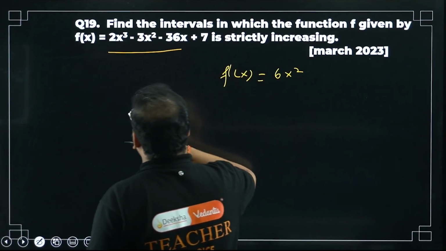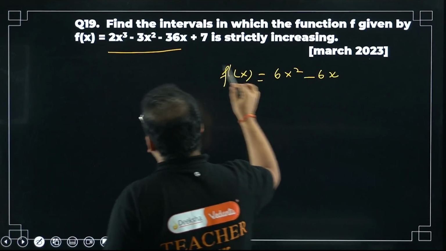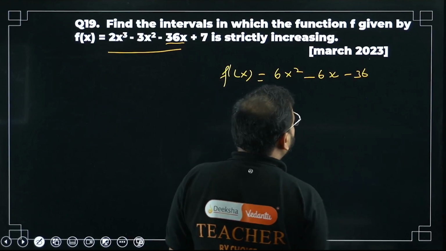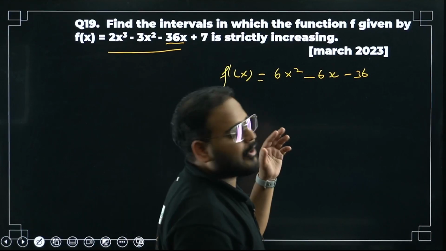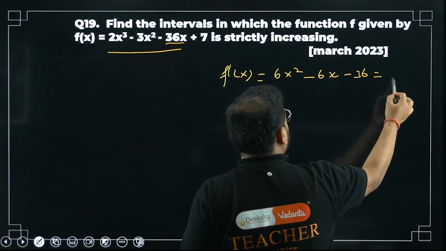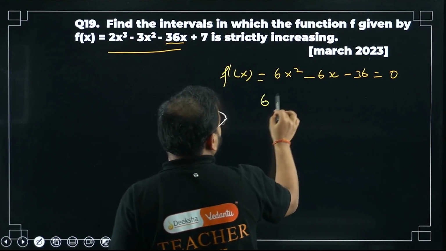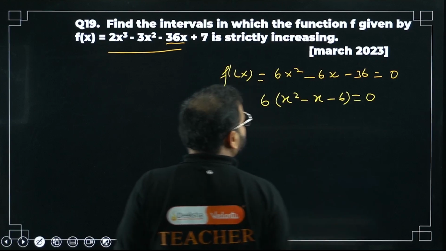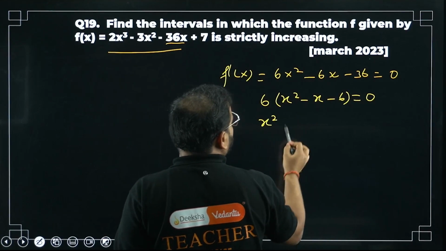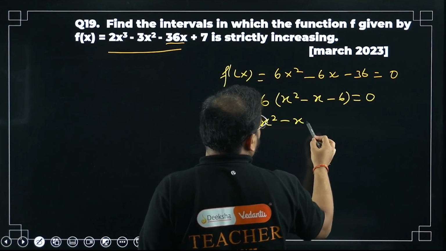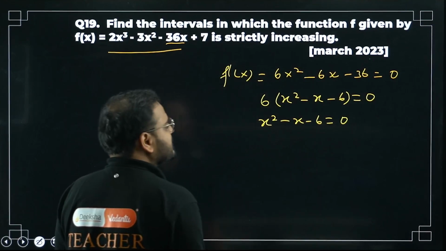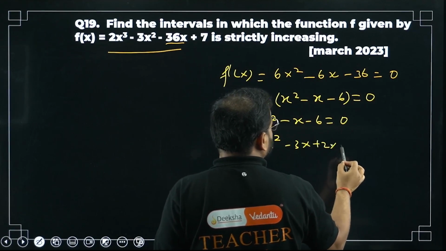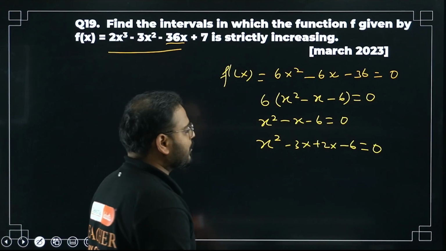6x square minus 6x minus 36, and this is 0. First, find the critical points. Equal to 0. Take 6 common: x square minus x minus 6 is 0. Can I factorize this? Minus 3x plus 2x minus 6 is 0. Please check this out.